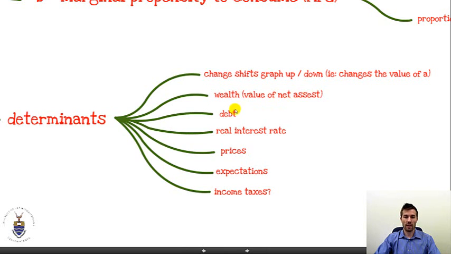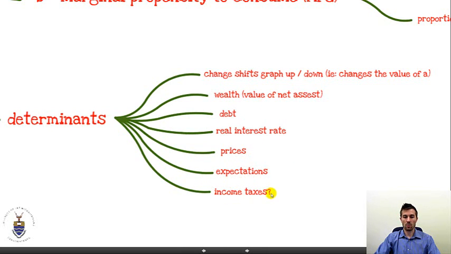Our net asset value obviously is influenced by our debt as well. The more debt we have, the less we are able to borrow as well in order to consume without earning any income, in other words, A. The real interest rate also affects the amount that we are able to borrow. It affects the value of our debt, and it therefore affects our overall wealth. Prices affect our current wealth. The higher the prices are, the lower the real value of our wealth. Expectations, whenever we talk about determinants, expectations are a factor because what you think is going to happen in the future influences your actions now.